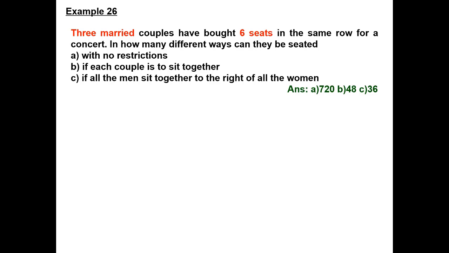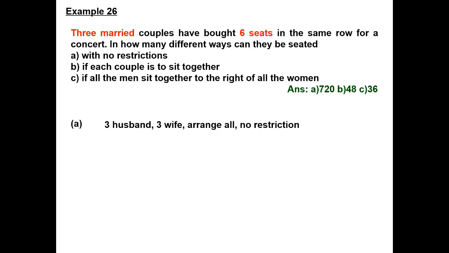Example 26. Three married couples have bought 6 seats in the same row for a concert. In how many different ways can they be seated if A, with no restrictions, B, if each couple is to sit together, C, if all the men sit together to the right of all the women?